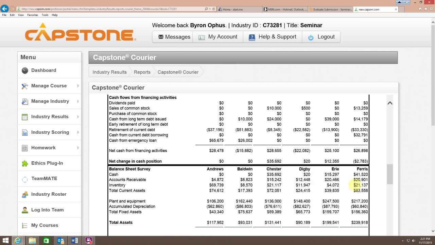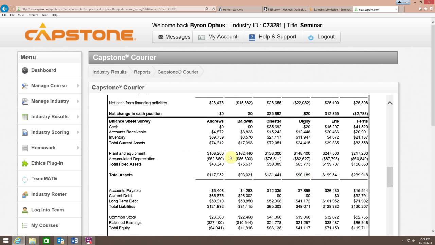Look at Digby. Perfect job of managing cash. Man, got to the end of the month and they had $20 left. Wow, sounds like my account. Perfect.